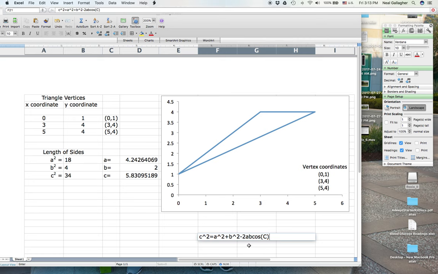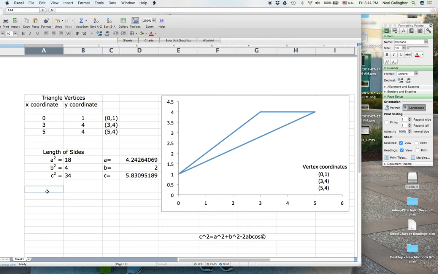So that means I want to find cosine C. I take C squared minus A squared minus B squared and divide it by minus 2ab. I'm going to do a few steps in my head, which is probably going to lead us down the road to making a mistake. But okay, let me just put that right here for now.